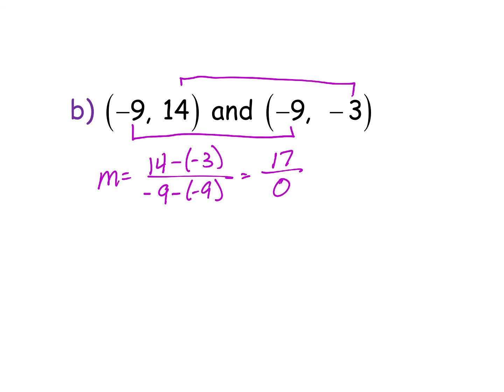Okay, what's my slope? If I have a 0 in my denominator, what's my slope? 17 over 0. Undefined. Remember, we cannot divide by 0, ever. 0 and undefined are not the same number. If you did 17 divided by 0 in your calculator, it'd give you error. If I did 0 divided by 17, it would give me 0. Two different answers, okay?